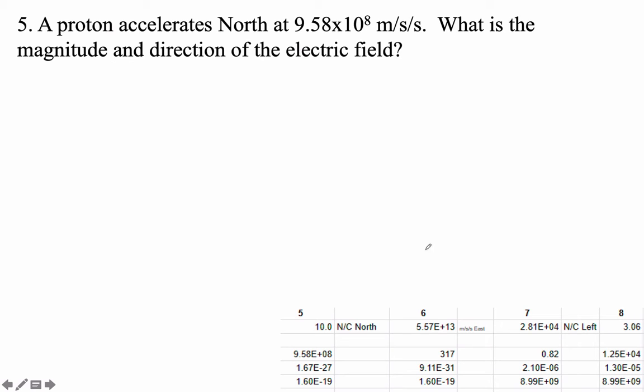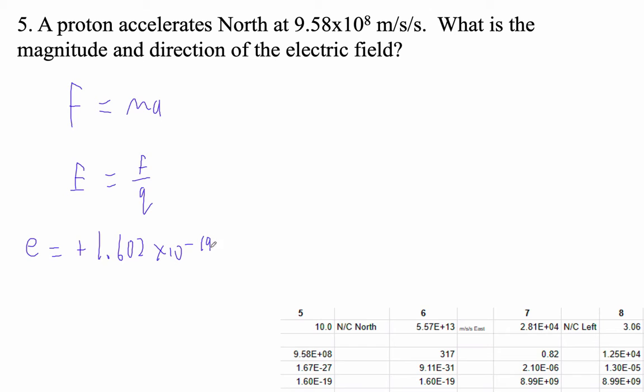Now we're talking about acceleration. So we're going to use two formulas. One is F equals ma, and one is E equals F over q, right? We're also going to look up the charge on a proton. The charge on a proton is the elementary charge, so it's positive 1.602 times 10 to the minus 19th coulombs. Just keep that in mind. Electrons would be negative that, protons are positive that, okay?